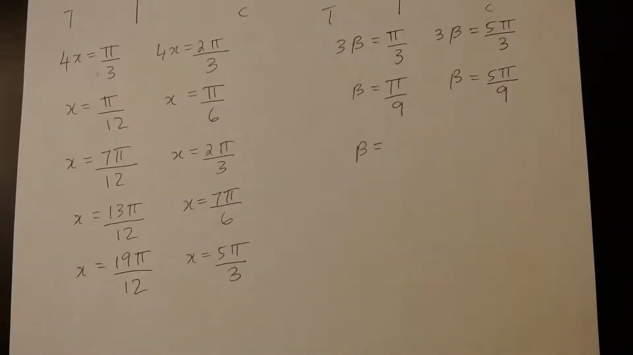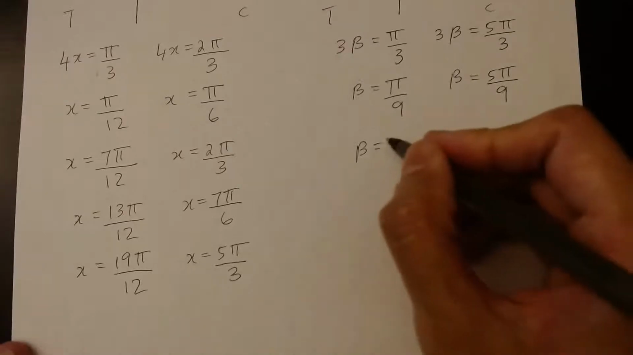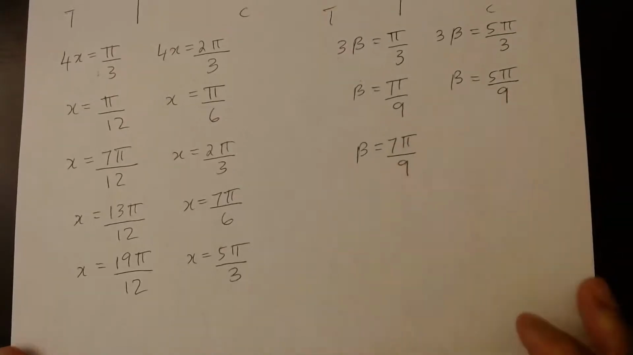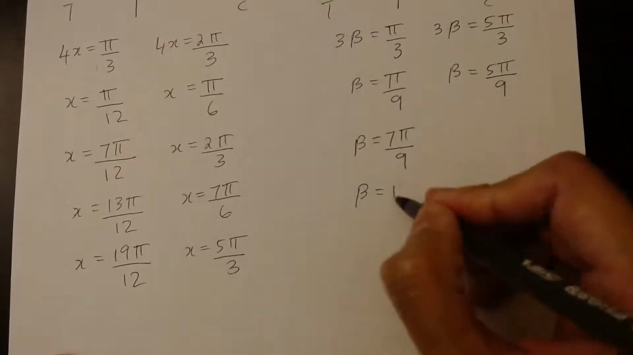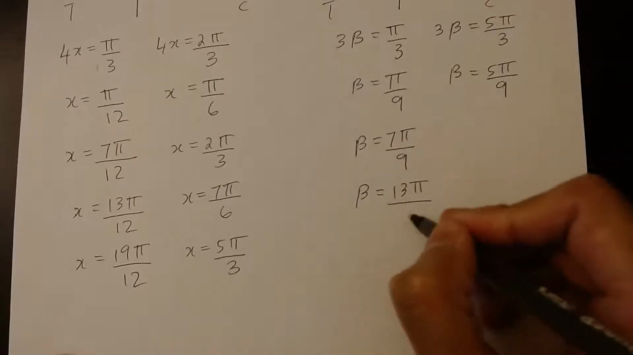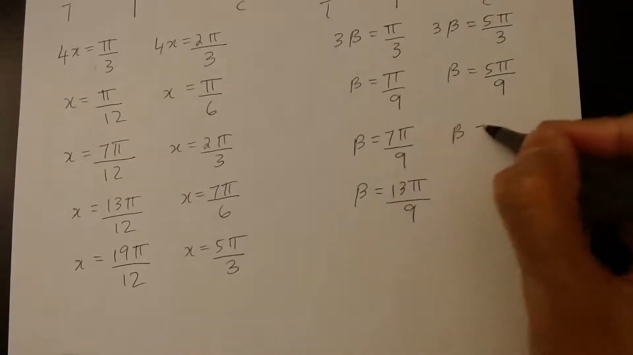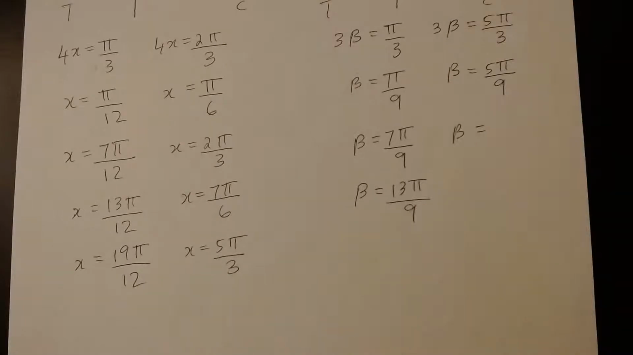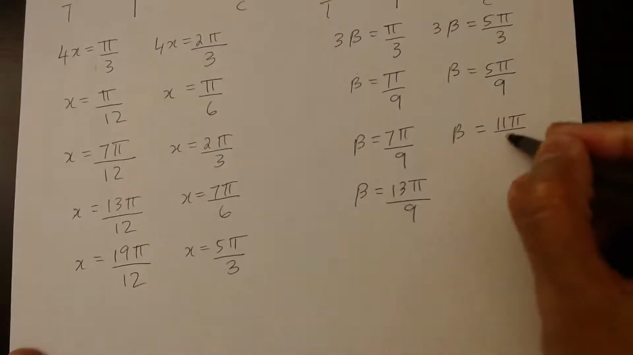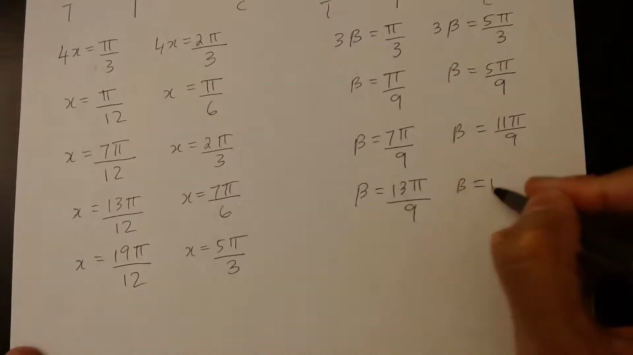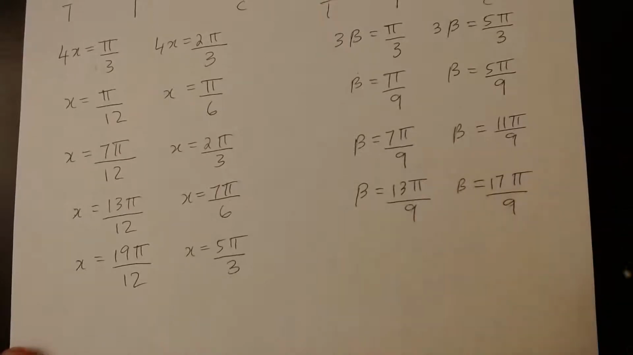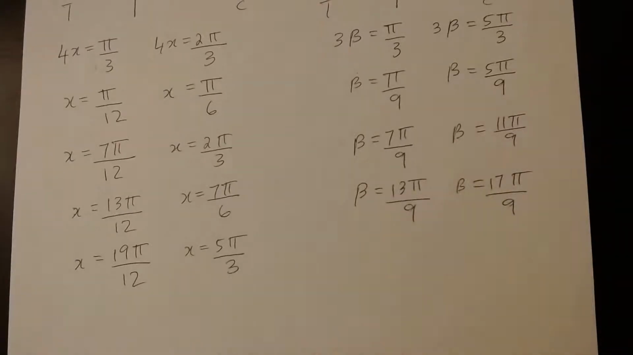I'll add 2 pi over 3 to it. I get 7 pi over 9 as my second solution. And as my third solution, I just add another 2 pi over 3. I'll get 13 pi over 9. I'll do the same thing here. 5 pi over 9 plus 2 pi over 3 is just 11 pi over 9. And I'll add another 2 pi over 3, and I get 17 pi over 9. And if you notice, these answers are all less than 2 pi.